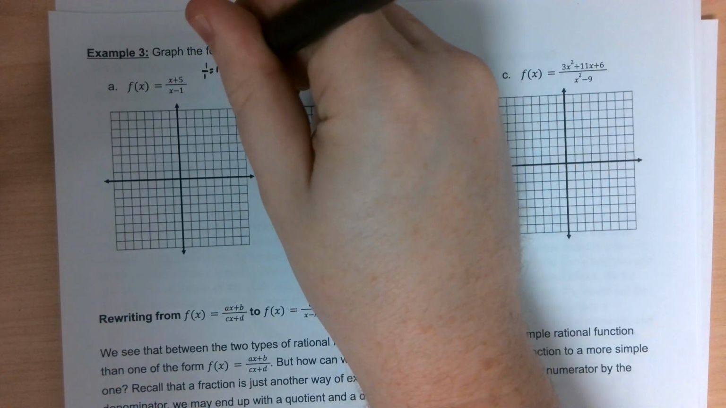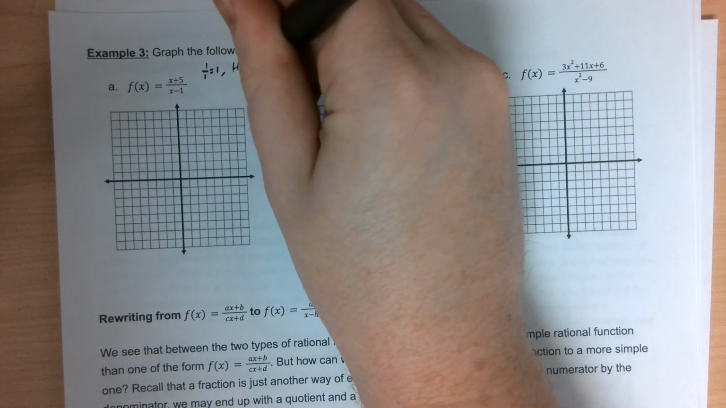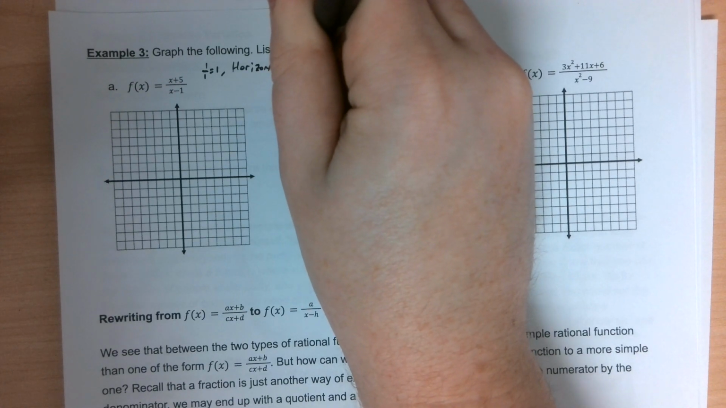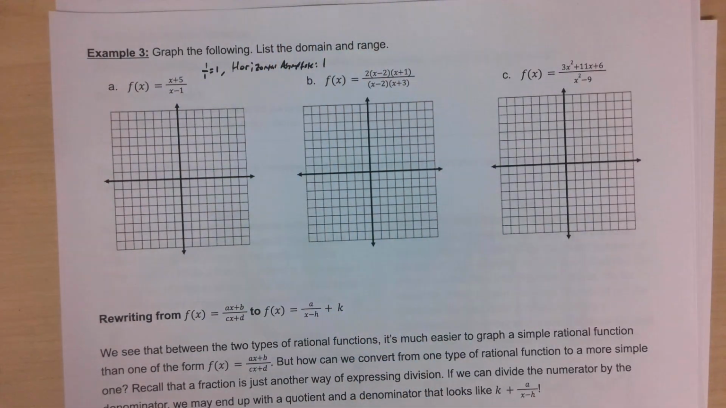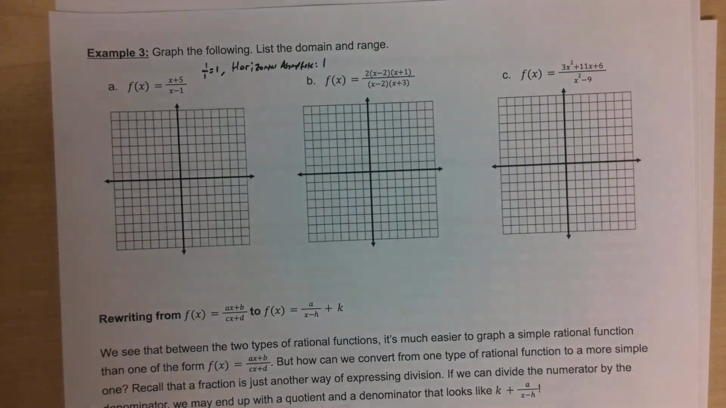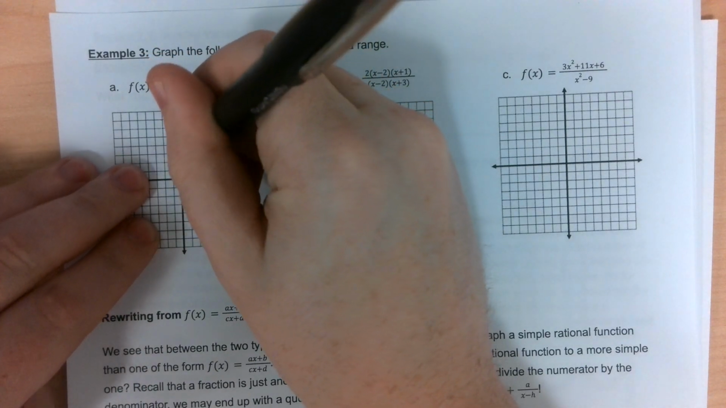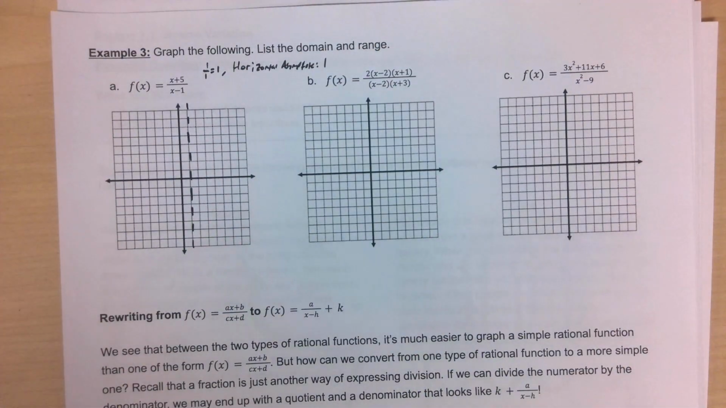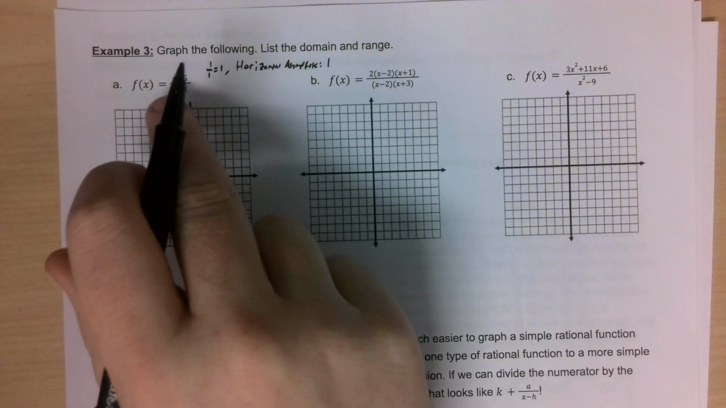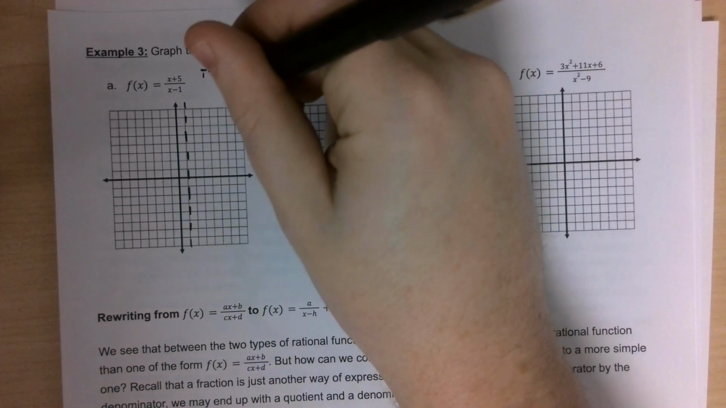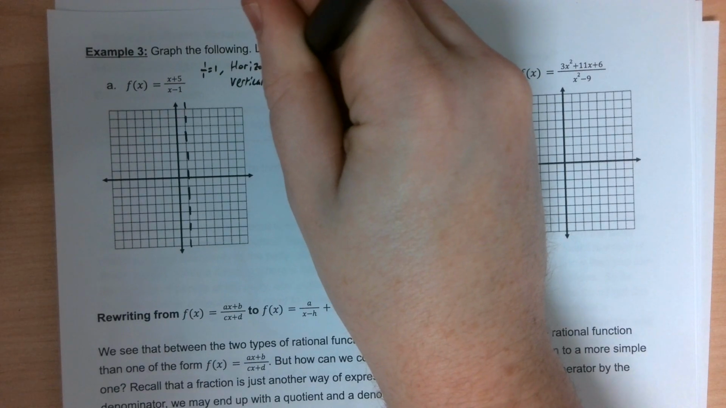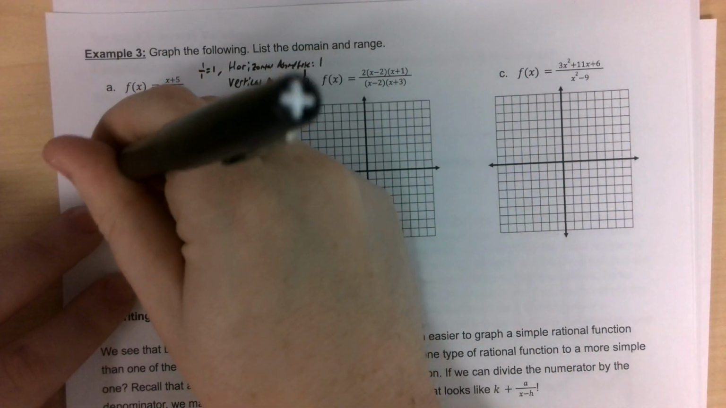A horizontal asymptote tells us we cannot have any points at 1. So horizontally, we cannot cross 1. This is our asymptote. However, also keep in mind that here, 1 would also make the denominator 0. So our vertical asymptote is 1.